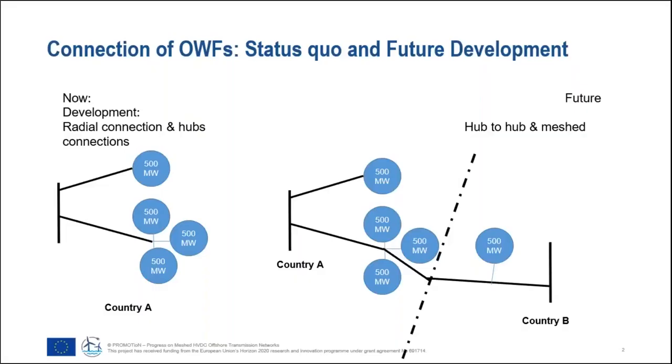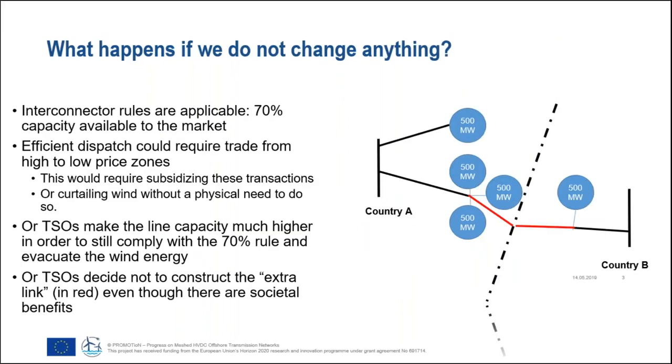As Laurens already said in the first video, the connection of offshore wind farms is changing. The status quo on the left-hand side shows radial connection and hub connections. So the radial one is the top one and the hub one is the bottom one on the left side. And what we are going towards is a hub-to-hub or even meshed situation, where you don't have a link only with country A, but also with country B. However, the current legal framework is not yet ready for this kind of connection.